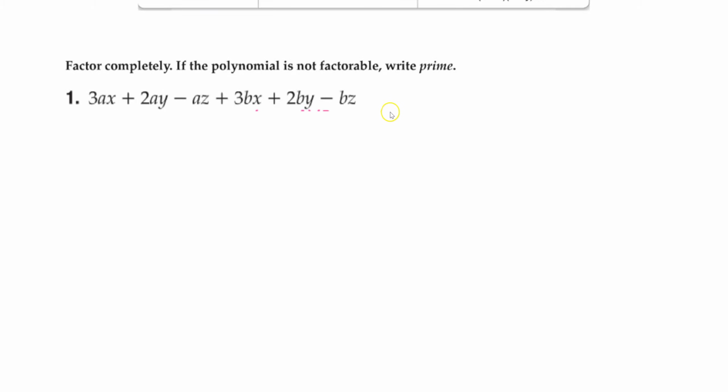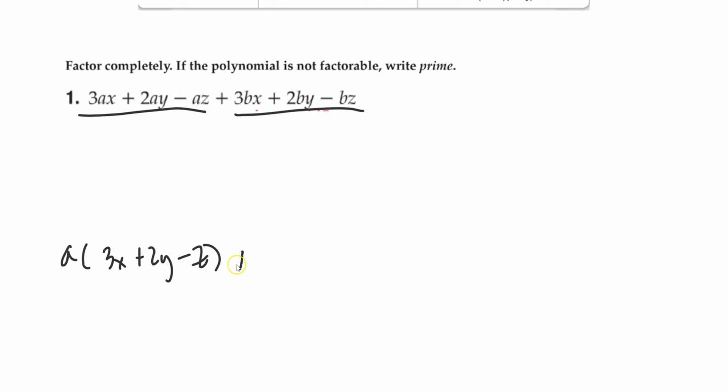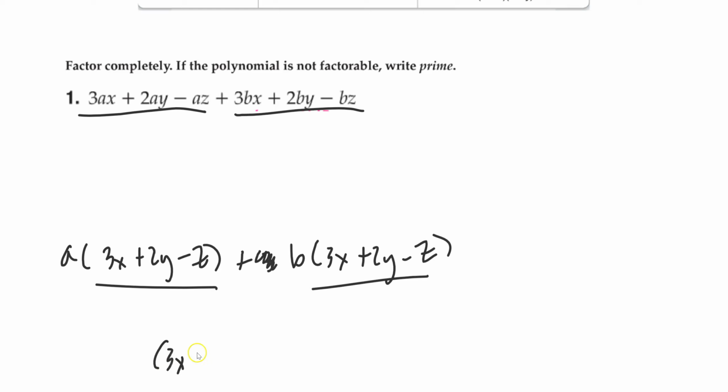We're still going to group the same way. If you look at the first 3, it's cut in half. They all have an a in common. You're left with 3x plus 2y minus z. Now look at the next 3. They all have a b in common. So b times 3x plus 2y minus z. And now, hey, these match. 3x plus 2y minus z, and look what's left over, a plus b.